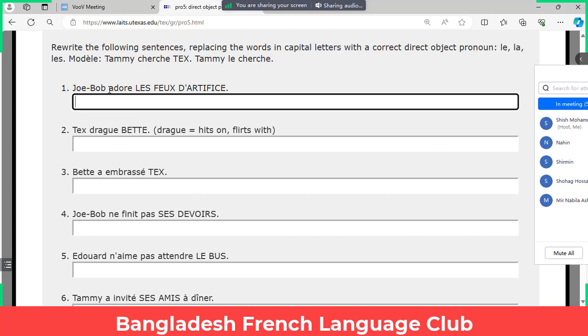So, Bob adore les feux d'artifice. Here after the verb adorer we see the direct object, right? Les feux d'artifice. As it is plural, we can write it like Bob les adore, right? Bob les adore.